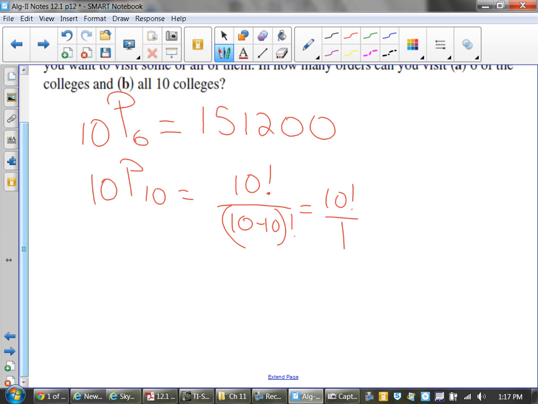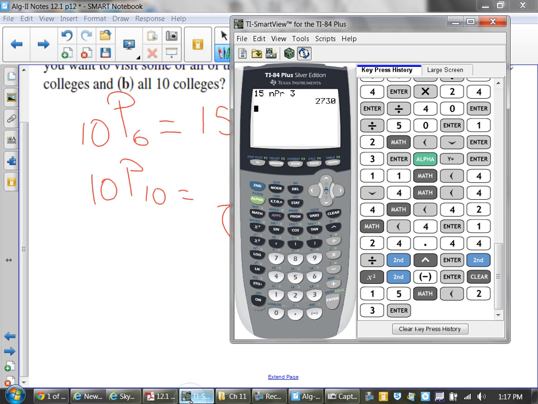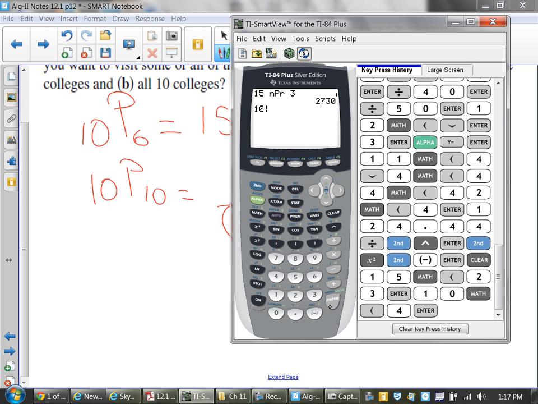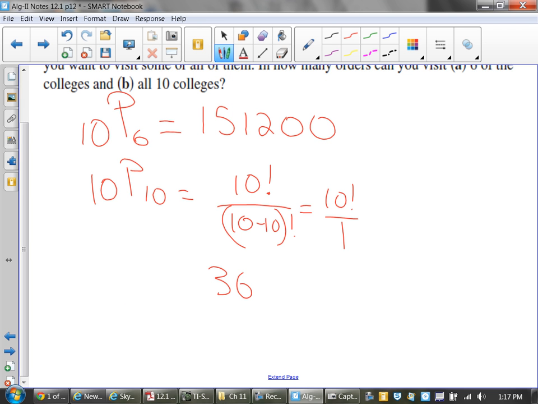So 10 factorial is how much? A lot. Yes, it's a lot. 3,628,800. How long do you think it would take you to count to 3,628,800? Probably years.